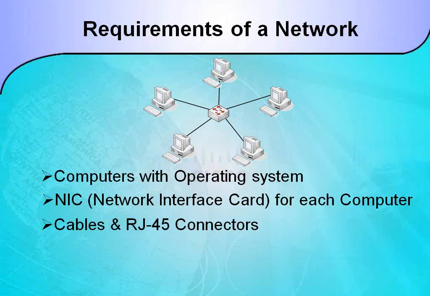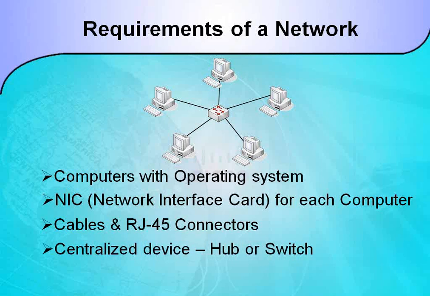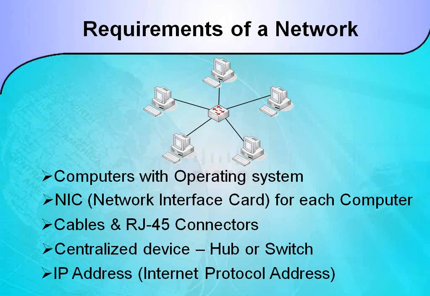Then you have cables, you have some media. We are using guided media in the form of cables, and at the end of those cables you have RJ45 connectors. Right? And then we need a centralized device, which is your hub or switch. You can use a centralized device if you have more machines, say you want to connect 10 systems, 20 systems, 50 systems. You can go for a switch or a hub. Hubs are obsolete now, so generally we work with switches. And then we need to have the IP address.